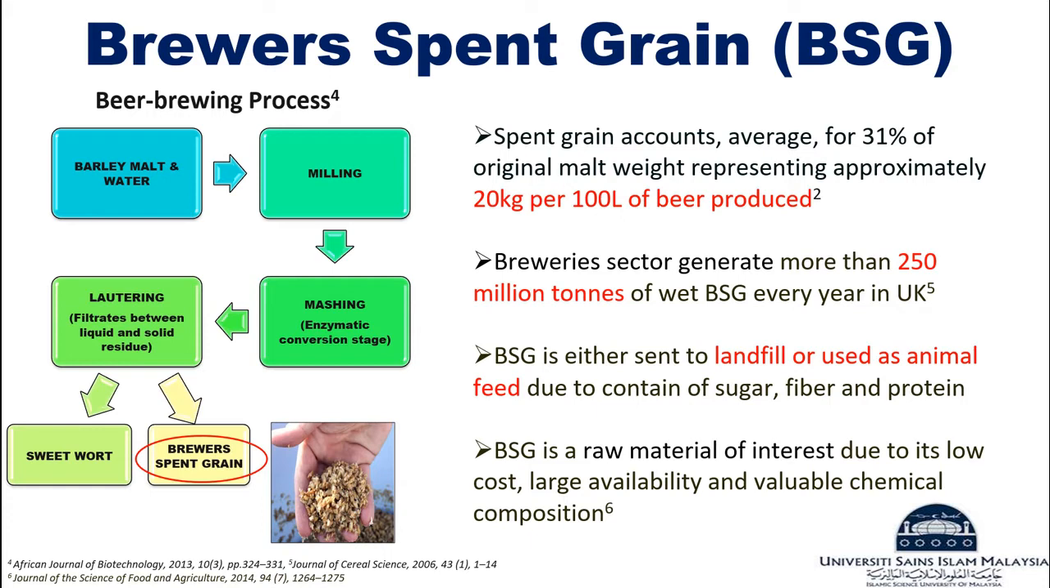The current action taken for this waste is just either sending it to landfill or using it as animal feed. However, the usage of the waste is not more than 30%. So there are a lot of things that need to be considered to utilize this waste. On the bright side, since BSG is a biomass, it contains valuable chemical compositions, and it is low cost and largely available.